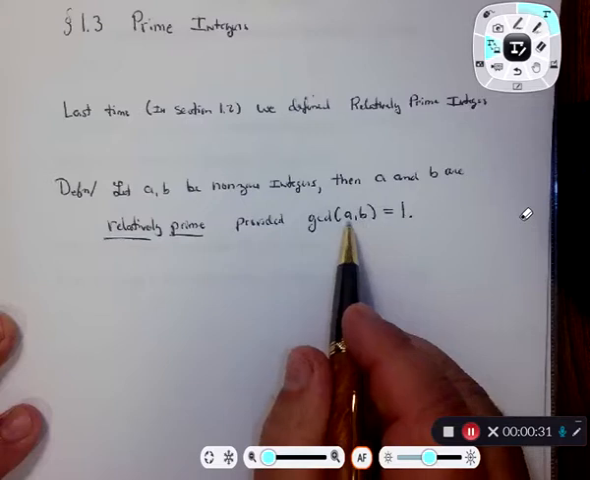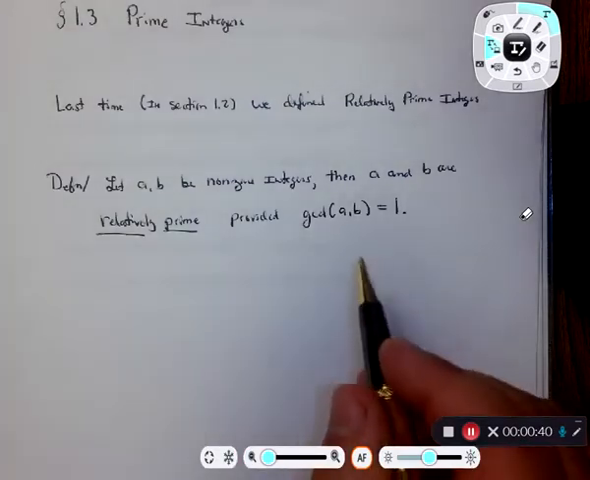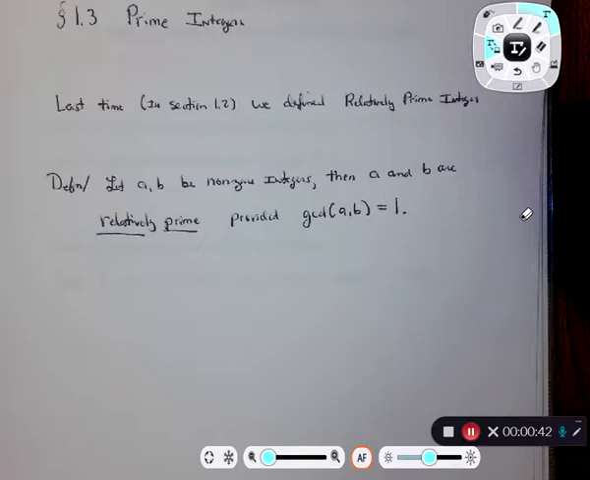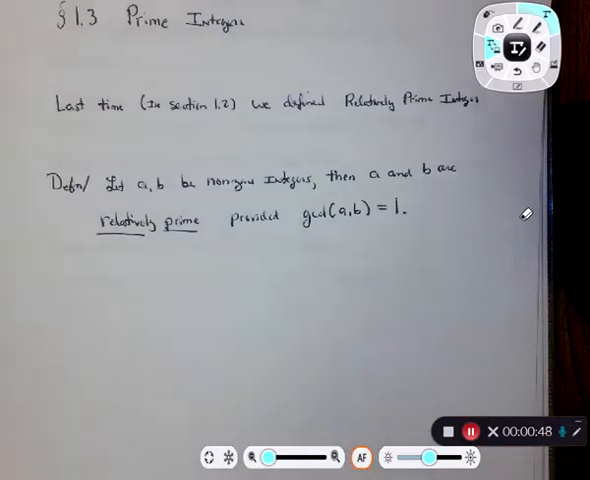This is what we talked about where you're given two integers, and if the GCD of the two integers is 1, remember GCDs have to be positive, so this is the smallest positive integer possible. So when A and B have a GCD of 1, we call it relatively prime.